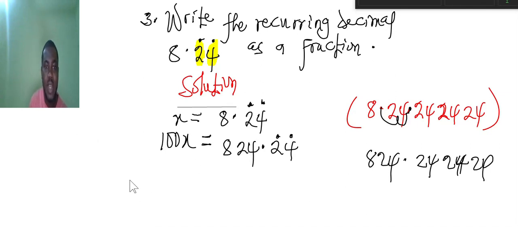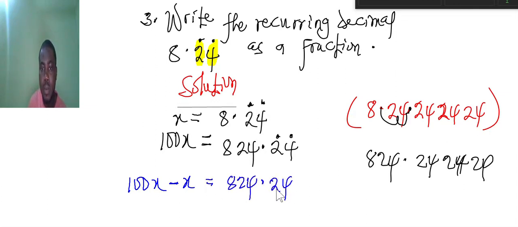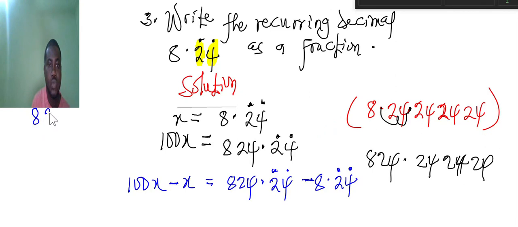Now we have 100x minus x equal to 824.24 dots minus 8.24 dots. Okay, I like to do this subtraction manually. 824.24 minus, I'll ensure that the decimal points are in alignment, 8.24 dots, that way.